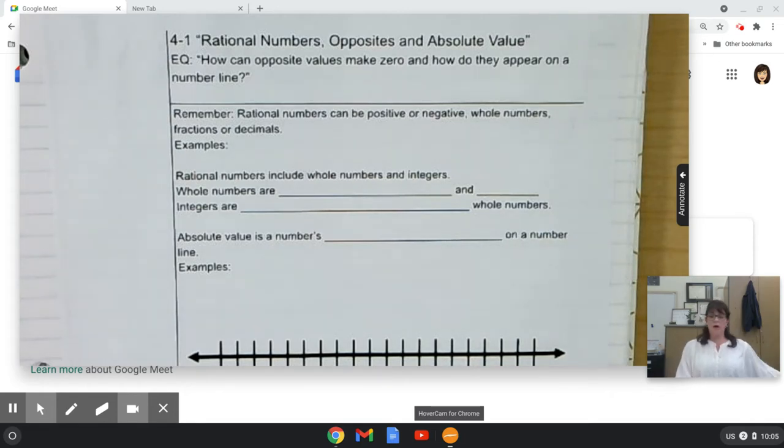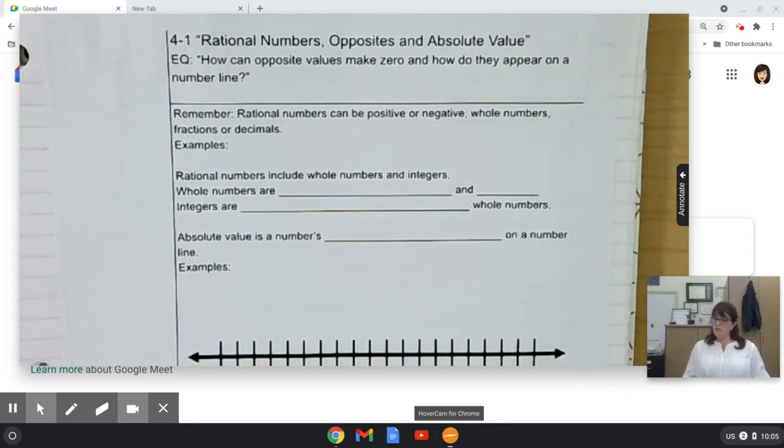So we're going to start off with rational numbers, opposites, and absolute value. We really just want to talk about what those things mean. There will be parts of this lesson that are probably going to make you say, duh, I knew that. That's okay. I just want to make sure we're starting with the same basic knowledge in order to move forward.